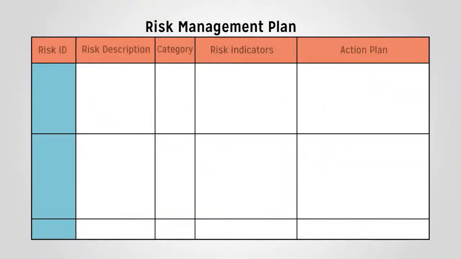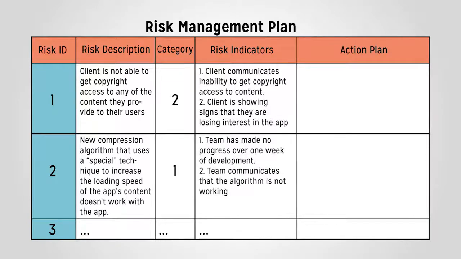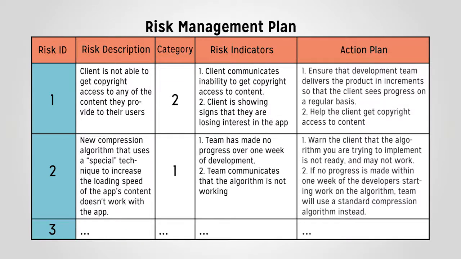Across the top of the table, you have your risk, its associated rank or risk category, a description of the risk's indicators, and a description of the action to be taken if the risk presents itself. A risk, of course, is what we've been talking about this whole module. It's something that has the potential to cause your project to fail.